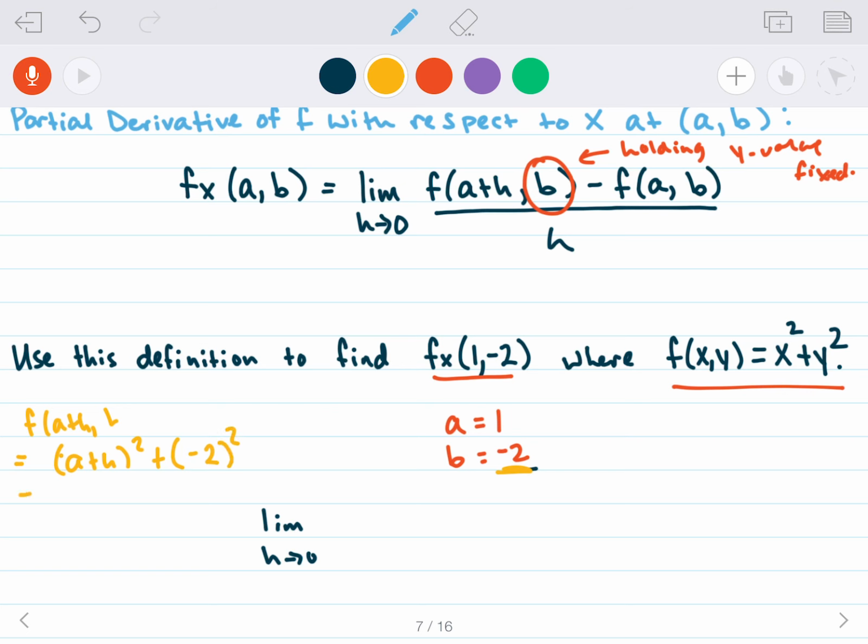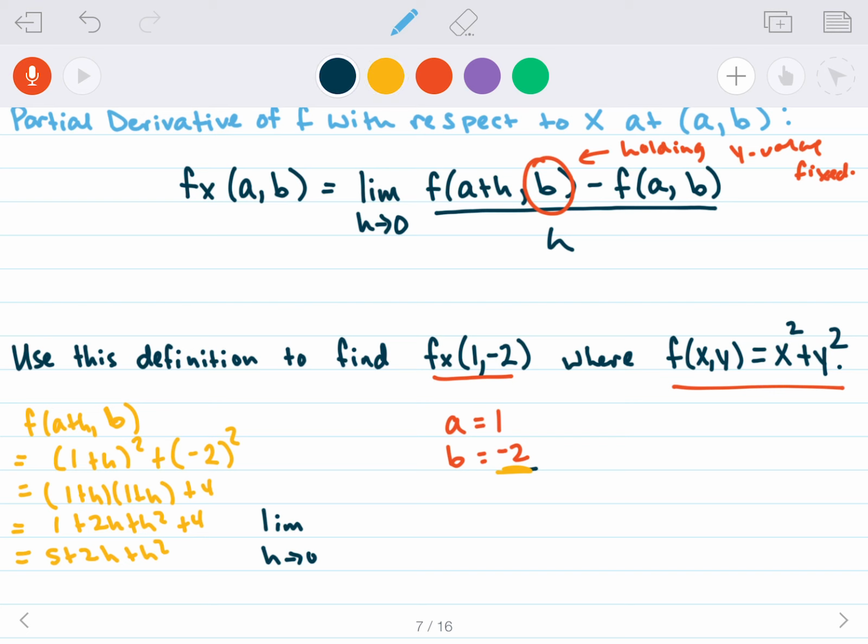Okay, so this is going to be, oh, and I should have actually plugged in the a is 1, so let me do that right here. This is 1 plus h squared plus negative 2 squared. So this is going to be 1 plus h times 1 plus h plus 4. So we have first, outer, inner, plus 2h plus h squared plus 4. So this is going to give us 5 plus 2h plus h squared. Okay, that's f of a plus h comma b, right? Because a is 1, b is negative 2.